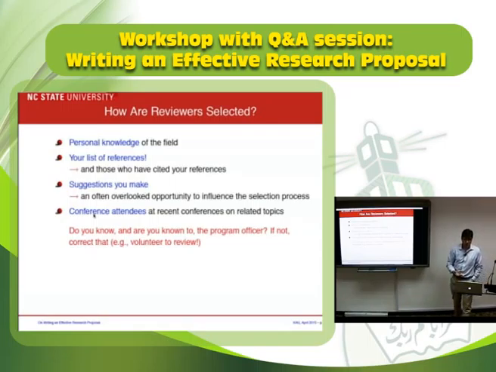Now, how are reviewers selected? Again, they have to be familiar with the fields, but in many cases, NSF at least allows you to suggest a list of reviewers, okay? So the NSF allows you to submit a list of reviewers and may or may not select any one of those, okay?